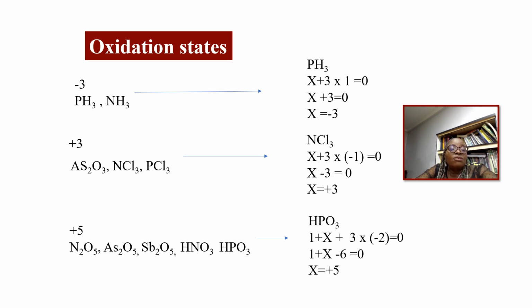Then we look at the oxidation state of +3. The oxidation state of +3 we can find in compounds like arsenic trioxide, nitrogen trichloride, and phosphorus trichloride. Let us use nitrogen trichloride as an example. In nitrogen trichloride, the oxidation state of chlorine is always -1. So we say X plus 3 times -1 is equal to 0. X minus 3 is equal to 0. X is now equal to +3.